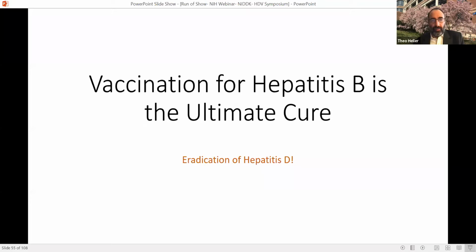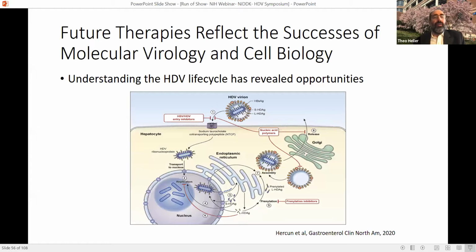We have to state, before talking about anything related in any way to therapy, that vaccination for hepatitis B is the ultimate cure, and that this would lead to eradication of hepatitis D. Next slide, please. I think the future therapies and a lot of the therapies we're going to talk about reflect the successes of molecular virology and cell biology. Dr. Glenn has been a pioneer in this field, and understanding the hepatitis D life cycle has revealed tremendous opportunities. And we're going to come back to that as we go through the drugs.